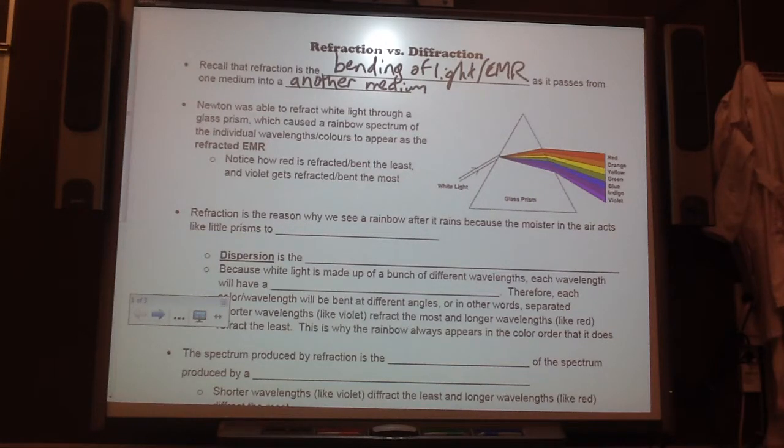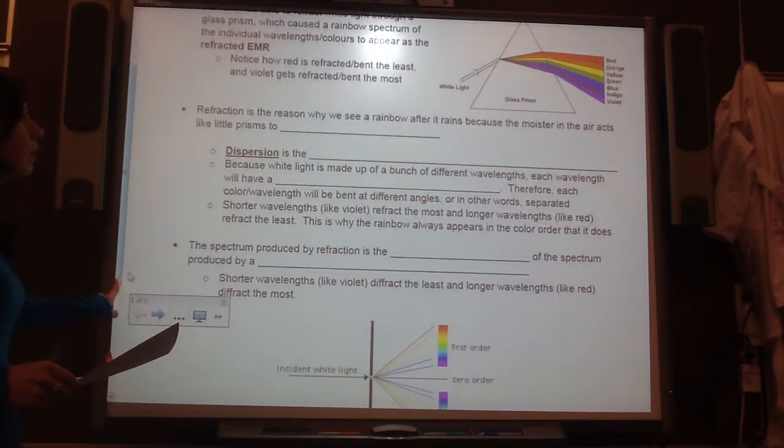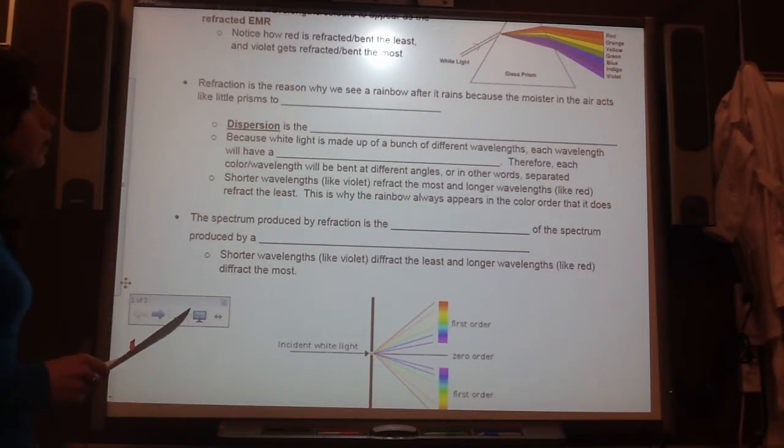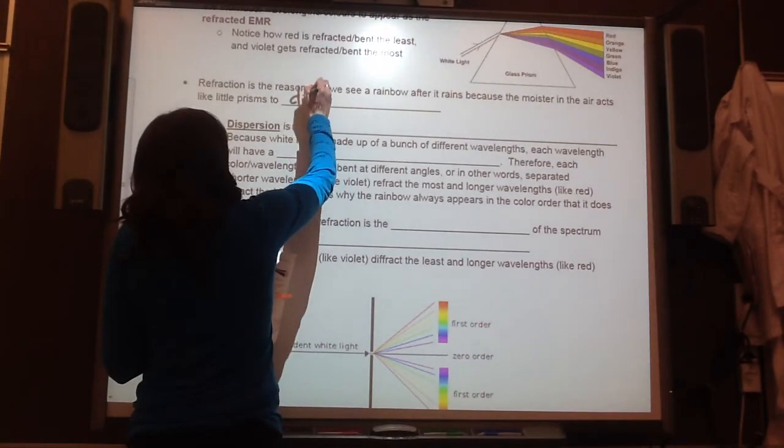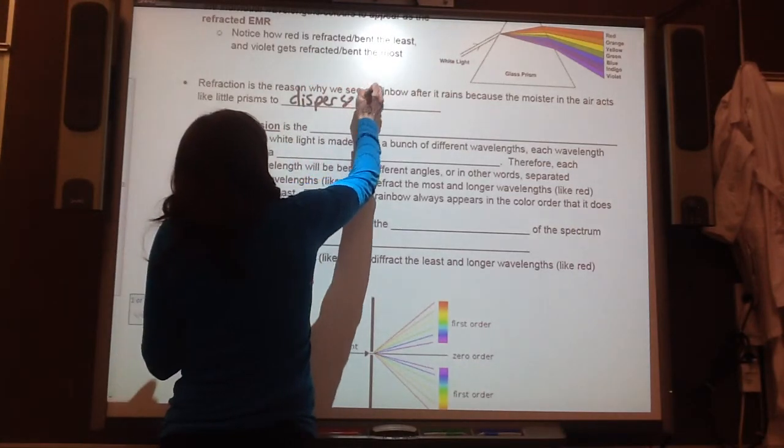Notice how the red is refracted or bent the least, and the violet gets refracted or bent the most, just as you guys saw. Refraction is the reason why we see a rainbow after it rains, because the moisture in the air acts like little prisms to disperse the white light.